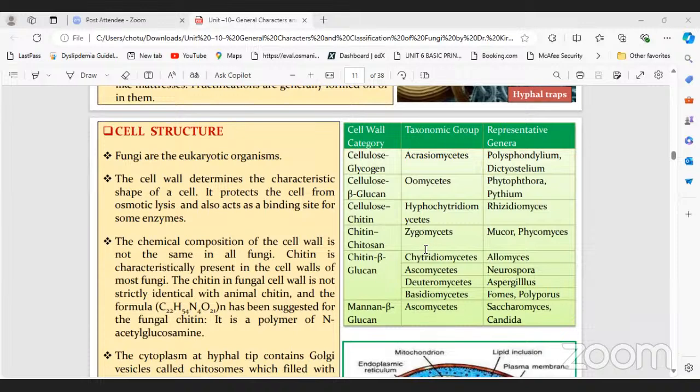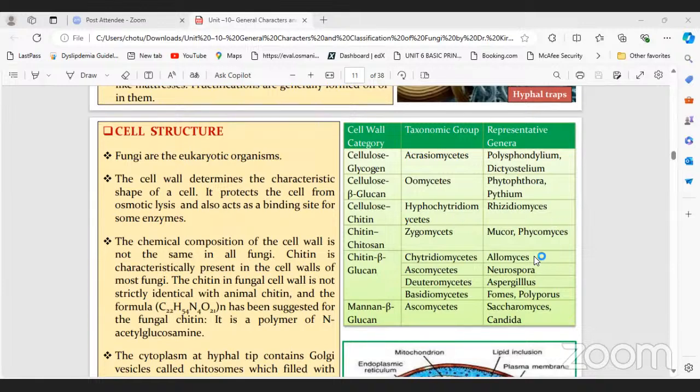Observe this one. Here, the very dominant classes: Chytridiomycetes first, second Ascomycetes, third Deuteromycetes, fourth Basidiomycetes. In all these classes, the cell wall is made up of chitin. Chitin, meaning what? Chitin is a linear polymer of N-acetyl beta-glucosamine linked with beta-1,4 glycosidic bonds. That is chitin plus glucan. The cell wall is made up of these two.